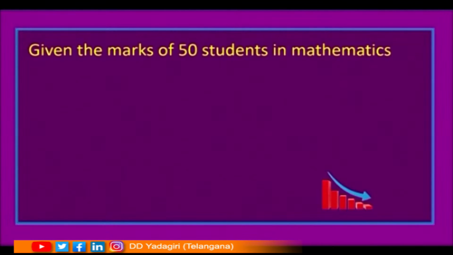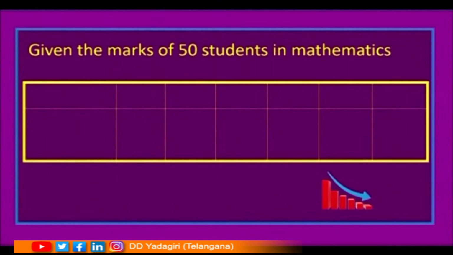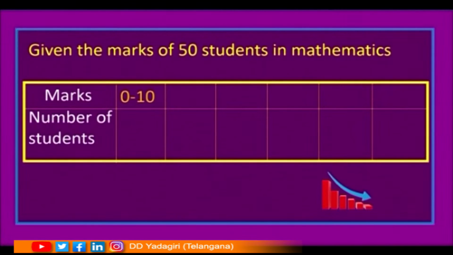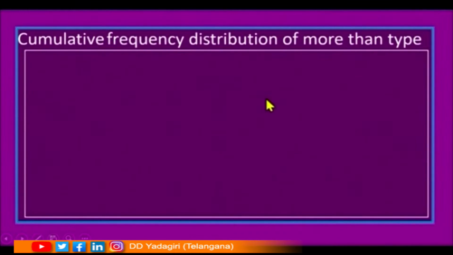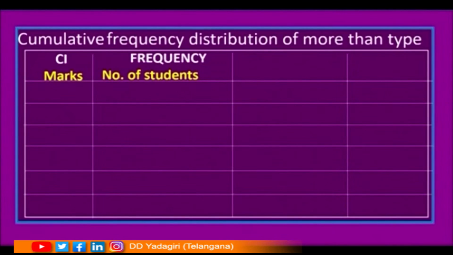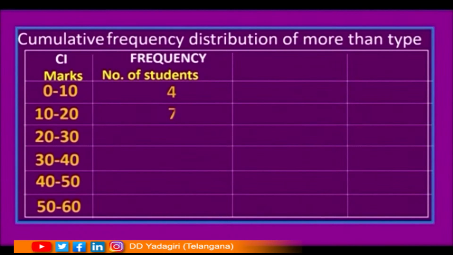So we take the problem here of 50 students of mathematics, with the marks and the frequency given here, and we are going to represent the more than Ogive curve. For that we take up a table here. The first and second columns are the class intervals and the frequencies. We already know the class intervals and frequencies of the given problem. Now we are going to take the third column as lower boundaries.